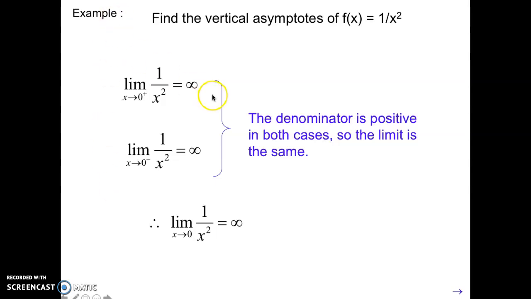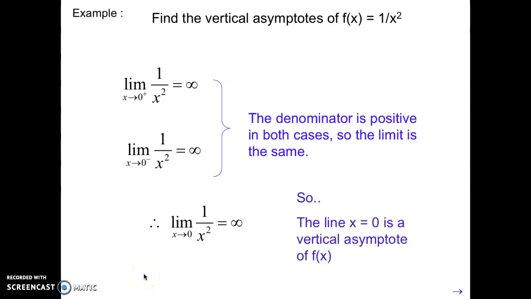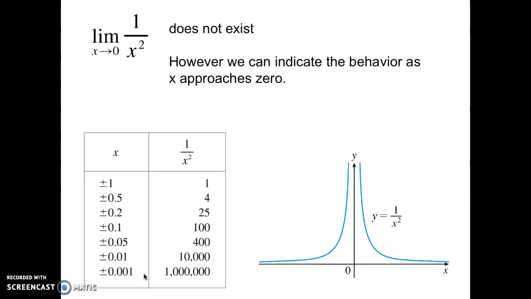Now notice I have the same targeting value. Now technically, there's no targeting exact value. There's no exact y value that this is targeting, but we say that from both sides, we're tending toward infinity, or we say that the function increases without bound, but both sides are targeting this increasing without bound concept. So we say the limit as x approaches 0 actually tends toward that target value of infinity. So the line x equals 0 is again a vertical asymptote for this function.